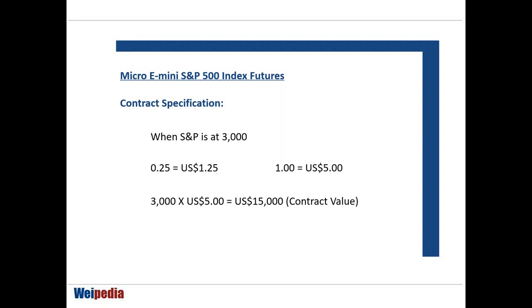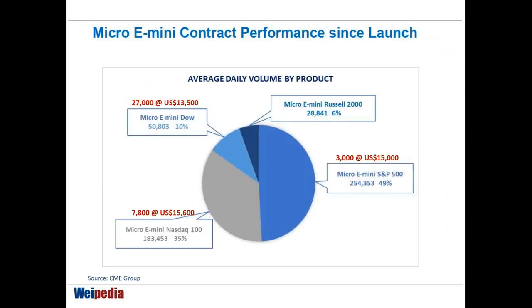In the past, the contract size was much larger, but with the micro E-mini S&P, it makes it available to the man on the street. That's what I explained earlier. Now, let me move on to the next slides and explain the micro E-mini. About 3,000 points is worth 15,000 US dollars.